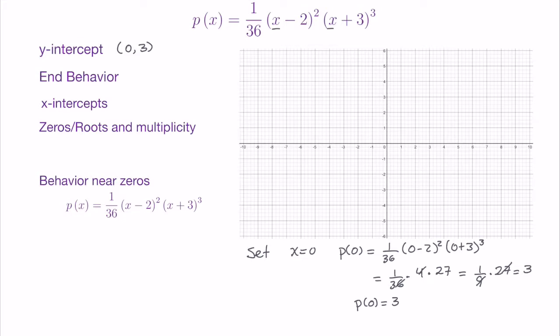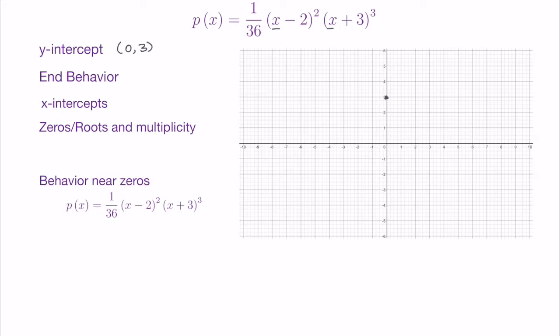We start recording our findings in the coordinate plane. Here it is, the y-intercept. Let's find now the end behavior.